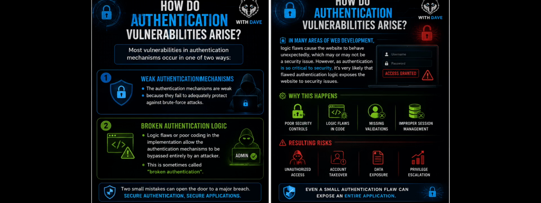How do authentication vulnerabilities arise? Most vulnerabilities in authentication mechanisms occur in one of two ways. The authentication mechanisms are weak because they fail to adequately protect against brute force attacks. Or logic flaws or poor coding in the implementation allow the authentication mechanisms to be bypassed entirely by an attacker. This is sometimes called broken authentication.